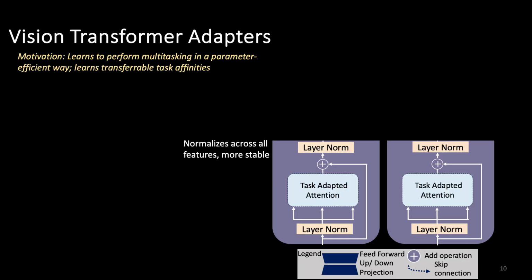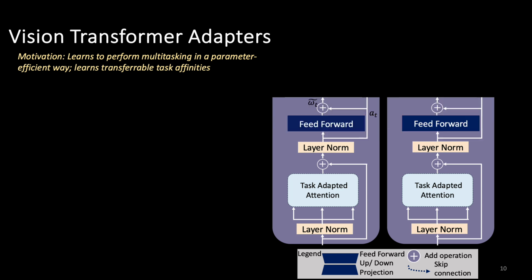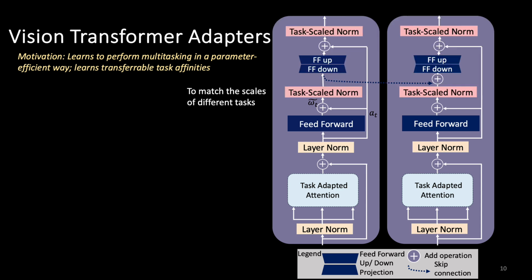Building upon the task-adapted attention, we enter the purple-colored Vision Transformer Adapter module that uses the task-adapted attention to encode task-specific representations. The layer norm normalizes across all features, which has been seen to be more stable. We then pass the representations through a feed-forward network and use its output as well as its activations to scale the different tasks using a task-scaled normalization. This task-scale normalization matches the scales of the different tasks, which are known to be different in multitask literature.